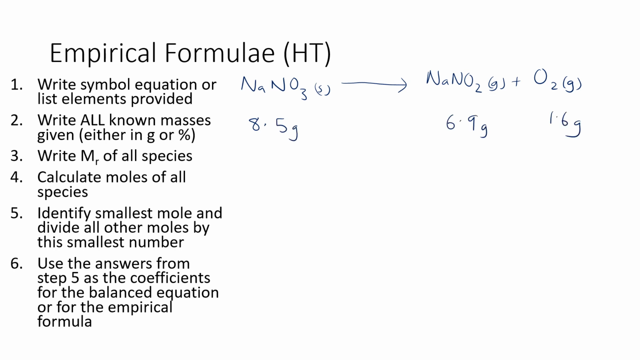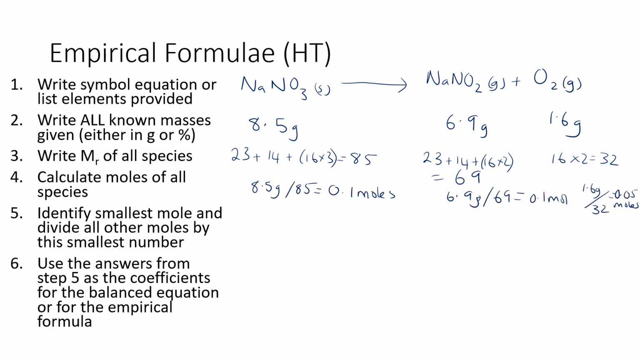I write down all the masses given. They've told me all the masses, so that should straight away make me think this is not trying to work out unknown masses, because I've got all the masses. Step 3, from now on it's a similar process. I write down the molar mass of all the species involved. So 85 is the molar mass for sodium nitrate, 69 is the molar mass for sodium nitrite, and 32 is the molar mass for oxygen. And then I can calculate the number of moles as usual.